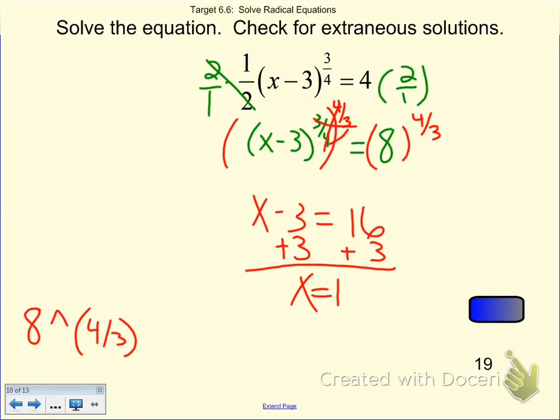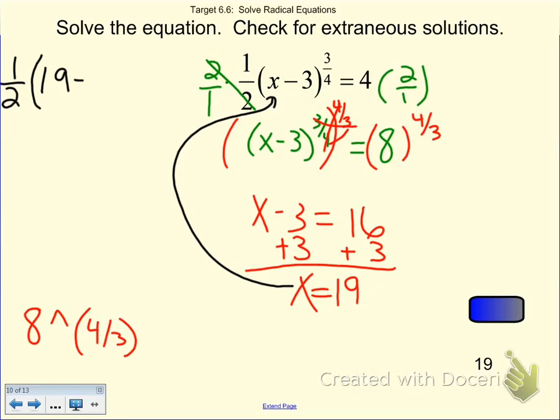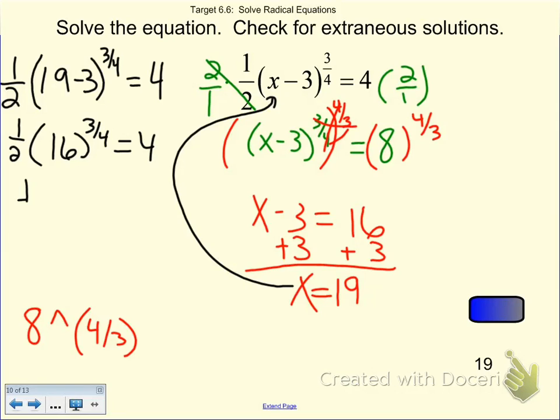But don't circle the answer. Don't you do it, because we have to check it. So we're going to take our answer and plug it back into the original equation. So we have 1/2 times 19 minus 3 to the 3/4 power equals 4. Work this out to see if it checks out. We have 1/2. 19 minus 3 is 16 to the 3/4 power.